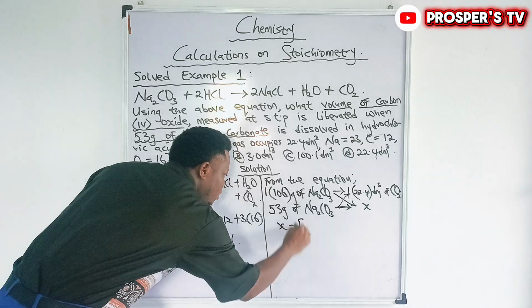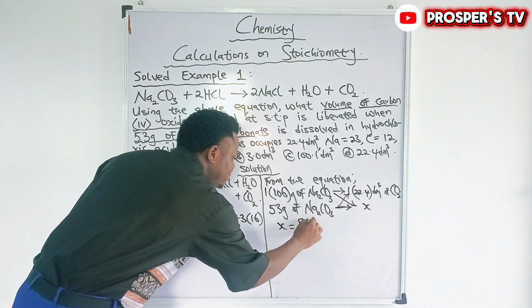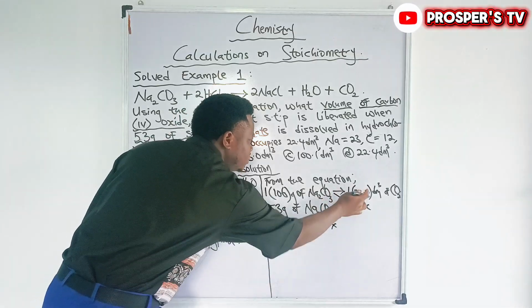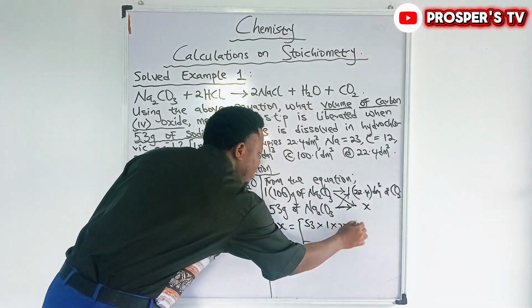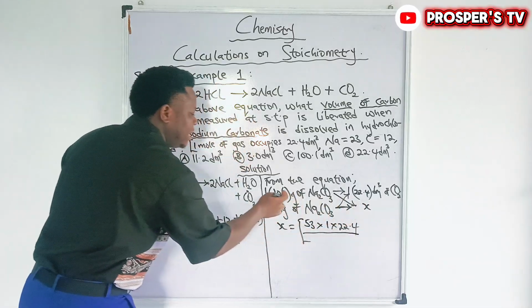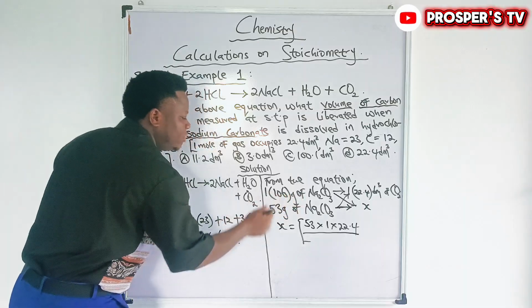So X would be equal to 53 multiplied by all the numbers there. So 53 would be multiplying 1 and also 22.4. Then X would be multiplying the numbers here. Always divide with whatever X would be multiplying.